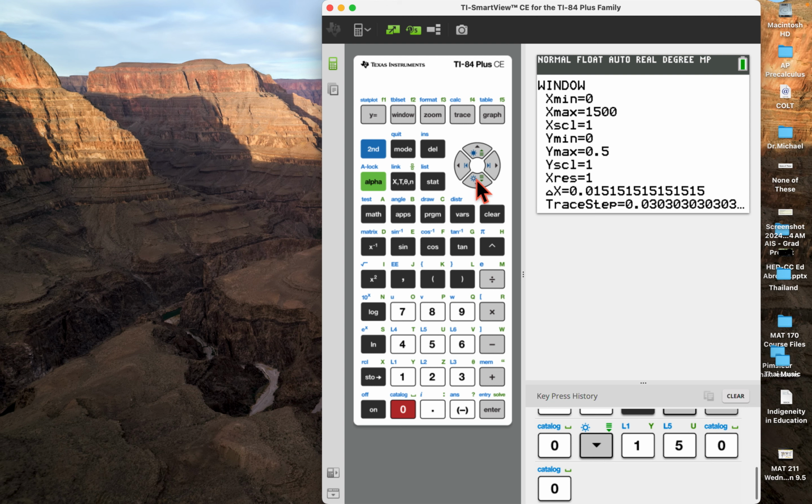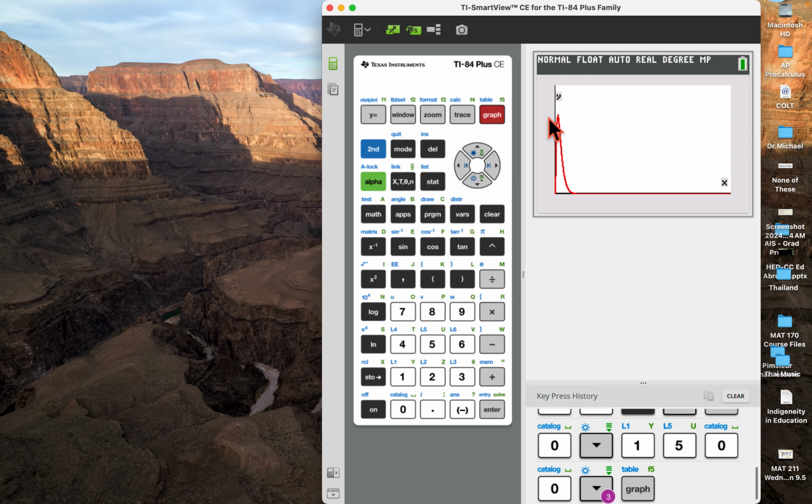My y values, usually because this is a probability distribution, we don't have to go up too high. I've got a maximum of 0.5. I think that probably will be big enough. Yeah, this is going from 0 to 0.5 on the y, and notice it is big enough.